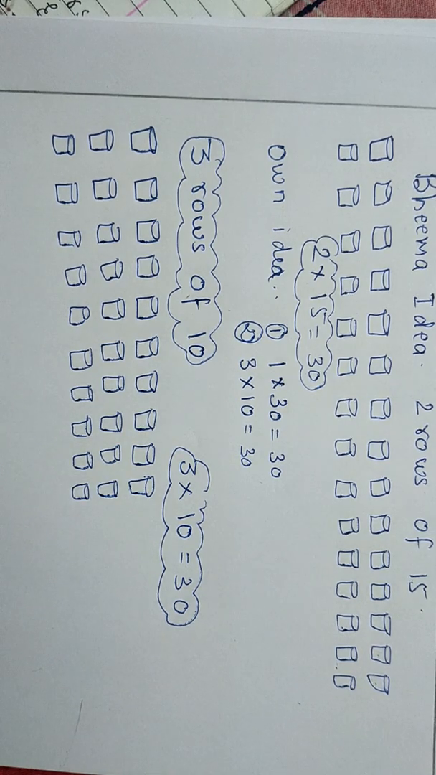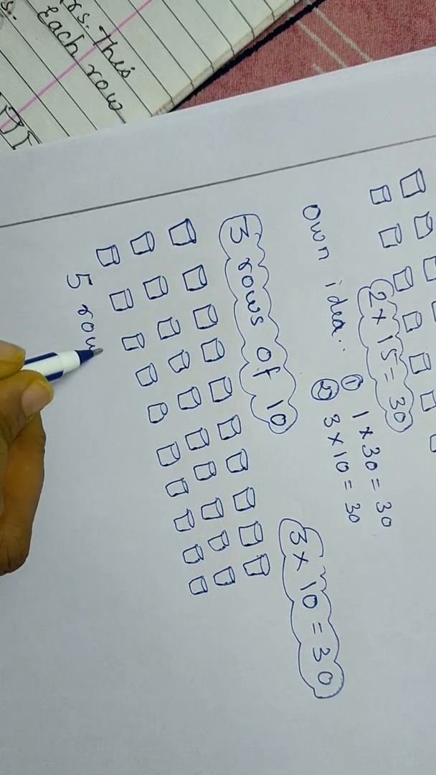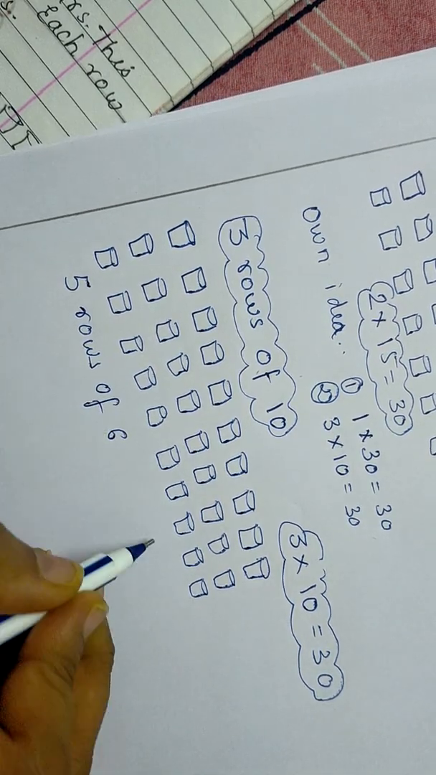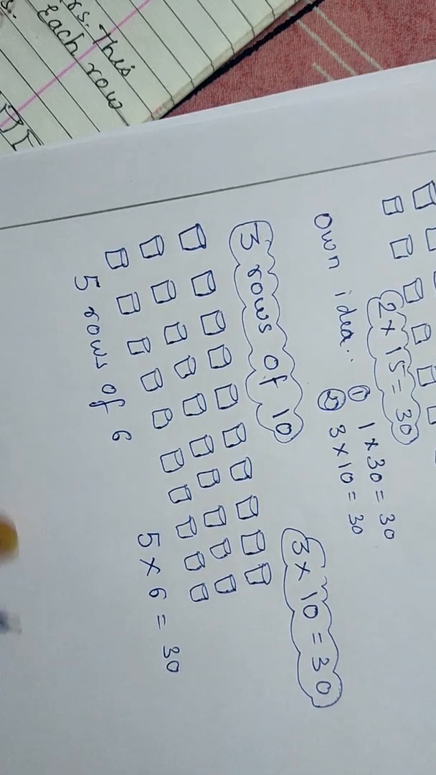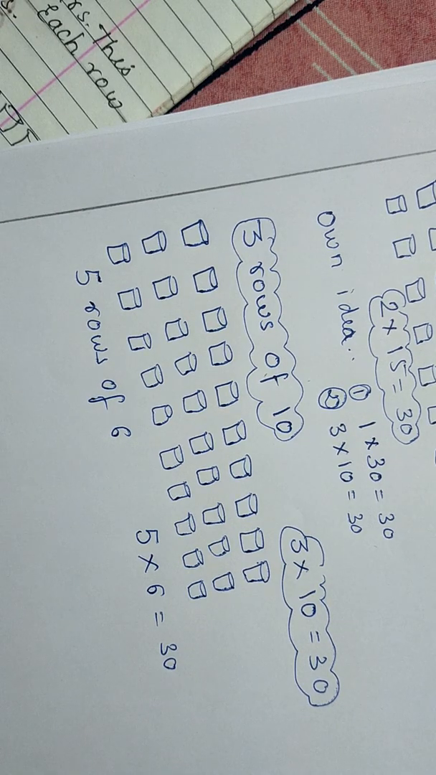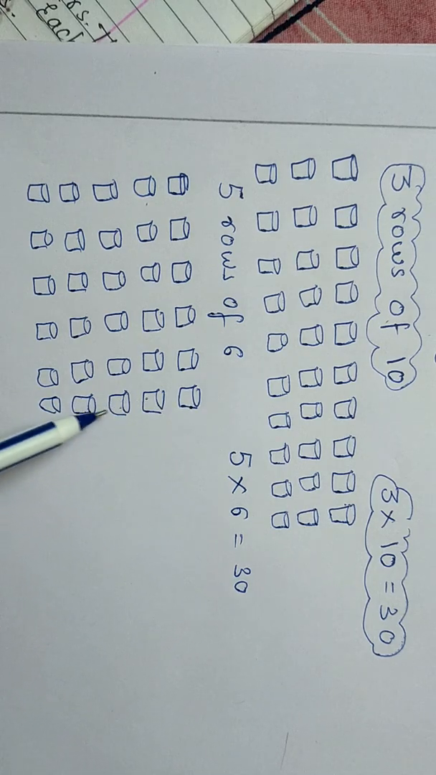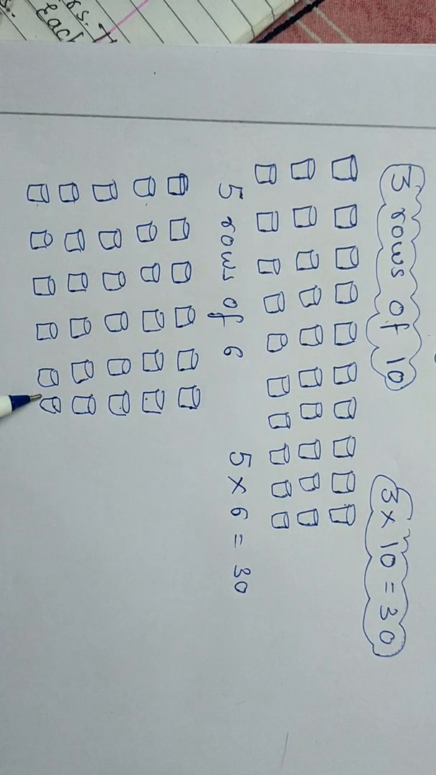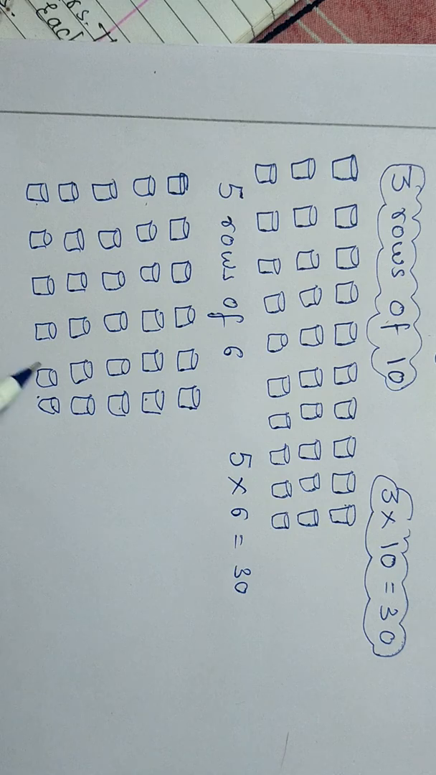Now let's see the next one. Next one we can write that 5 rows of 6 means 5 sixes are 30. So how many rows will be there? 5 rows, and in one row the number of jars is 6. So here we have done how many rows? 1 2 3 4 5, and in one row the number of jars is 6. So in this way we have arranged the 30 jars in different ways.